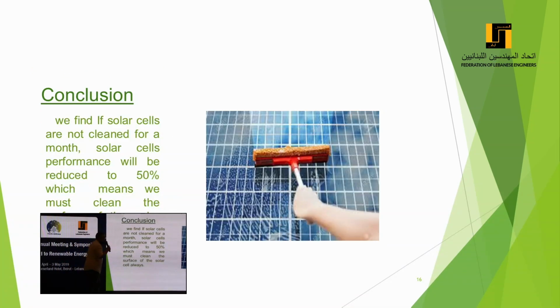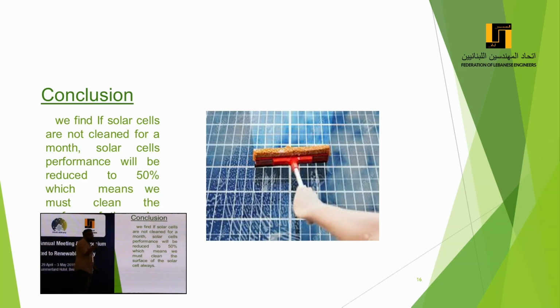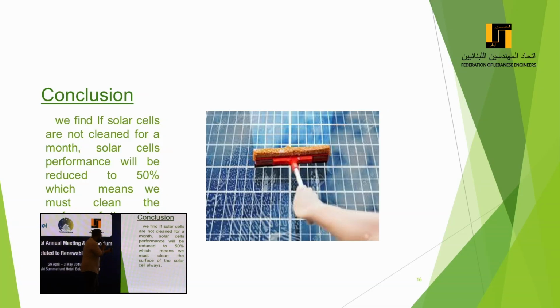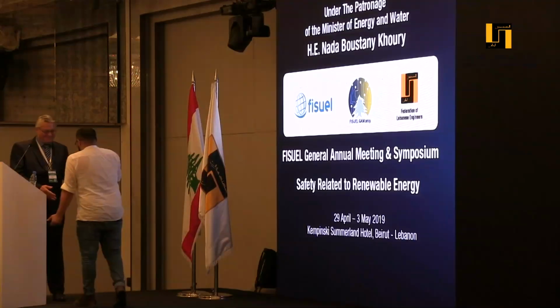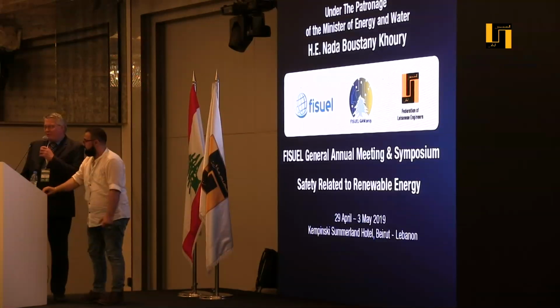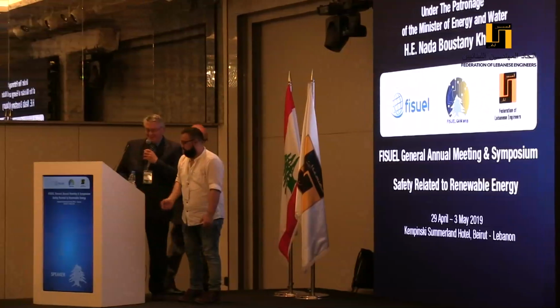Conclusion: finally, we found that if you do not clean the solar cell for a month, the solar cell's performance is reduced to 50% of the total value. Thank you. Any questions? Do you have some questions to him directly? No. Thank you.